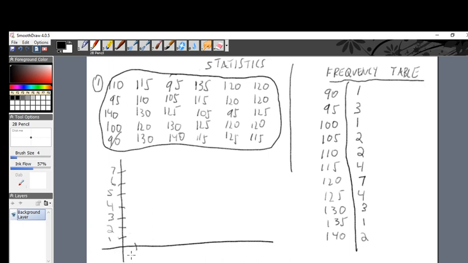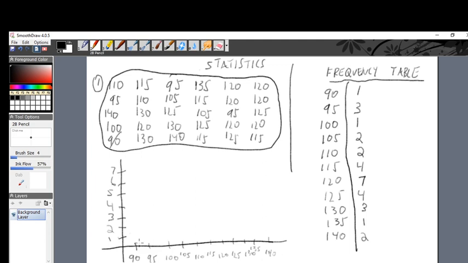So we'll start off with 90, that's our smallest weight. The next one will be 95. The next one will be 100. The next one, I need a little room here, 105, 110, 115, 120, 125, 130, 135, and 140. It's a little crude, but it can show what we need to show.